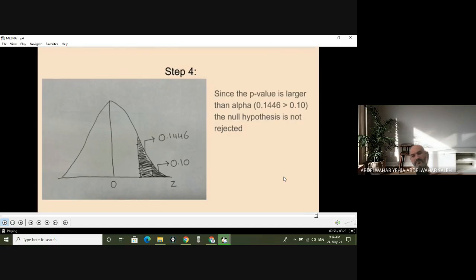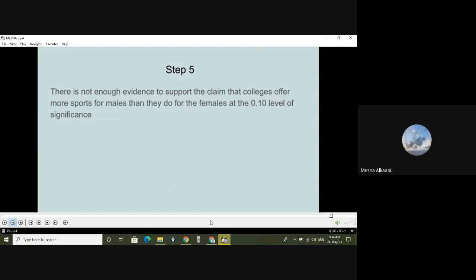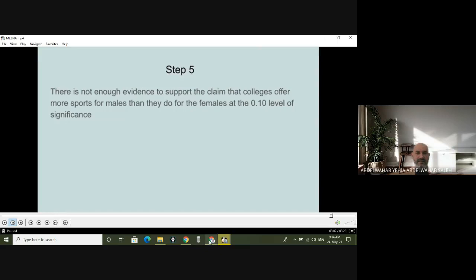Greater than 0.10. The null hypothesis is not rejected. Last but not least, there is not enough evidence. Show me again, right? Yes, that's it. That's what I'm talking about.